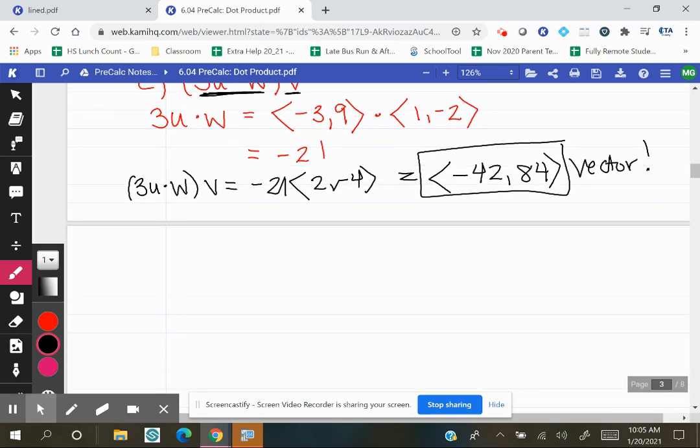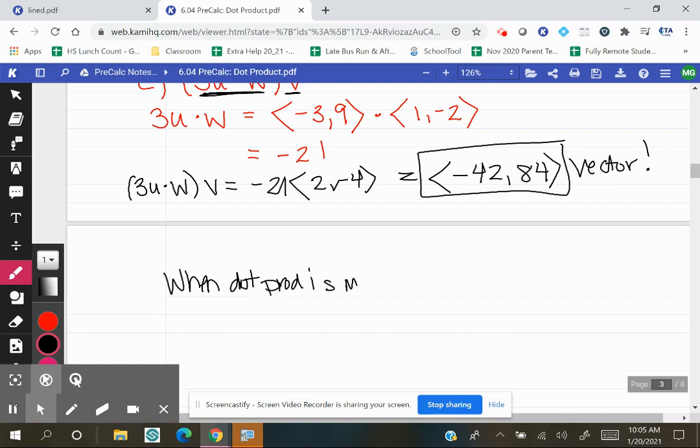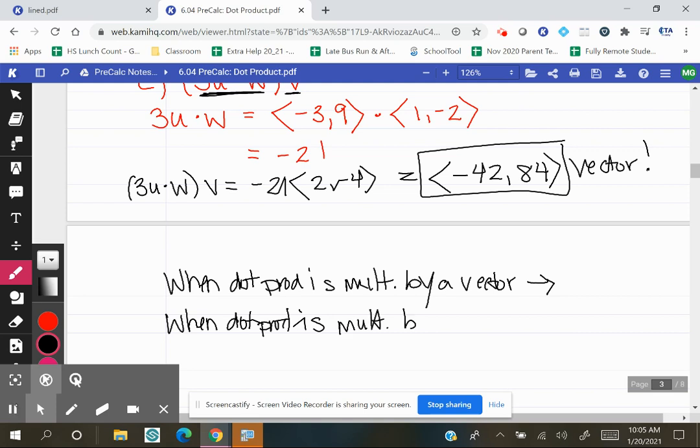So anytime your dot product is multiplied by a vector, what do you get? And when your dot product is multiplied by a scalar, what do you get? Pause the video and write down whether you get a vector or a scalar when doing either of these things right here.